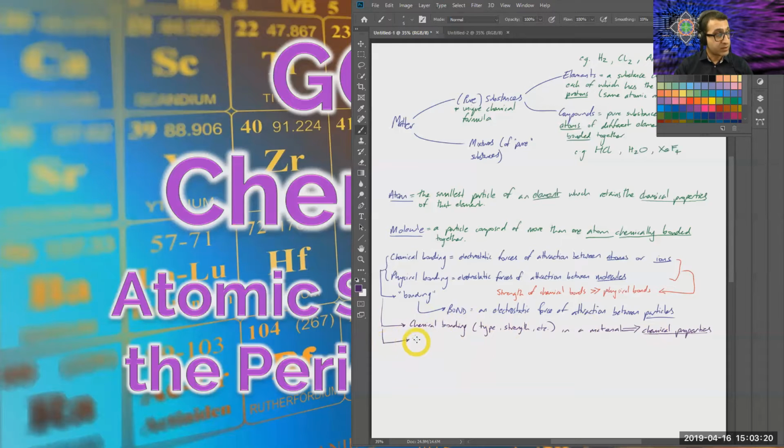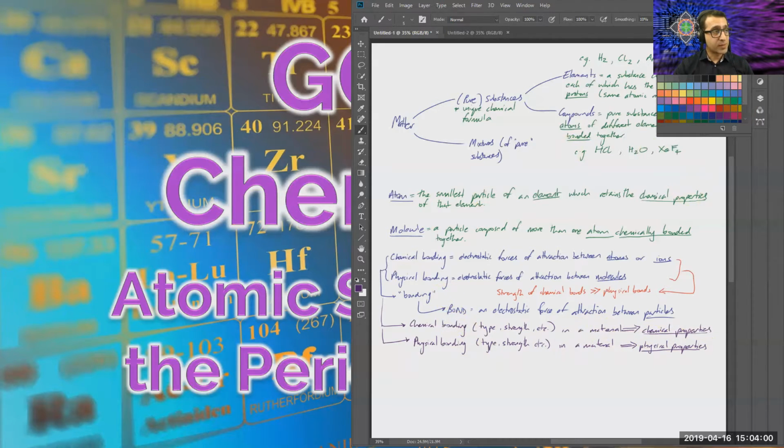Now, in contrast, the type of the physical bonding, so again, the type, the strength of physical bonding, etc., and the structure, the arrangement of particles, as we'll see in the next topic, in a material, this is what determines the physical properties. This is why they're called chemical bonding and physical bonding. Physical properties.